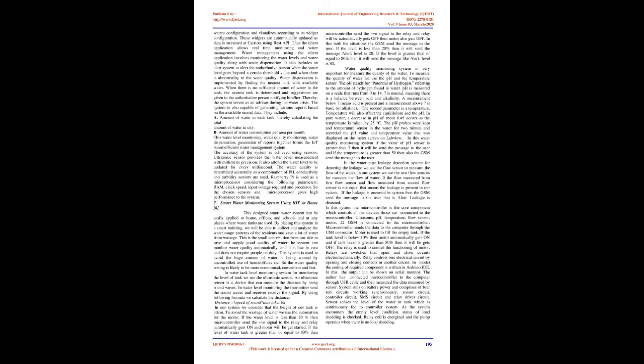pH is measured on a scale that runs from 0 to 14. 7 is neutral, meaning there is a balance between acid and alkalinity. A measurement below 7 means acid is present and a measurement above 7 is basic, or alkaline.